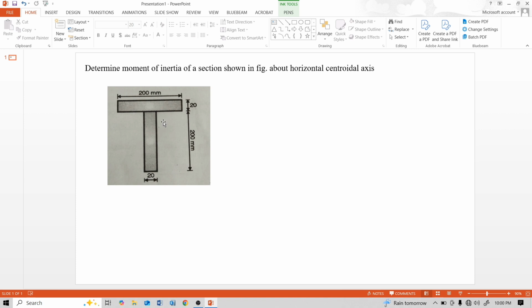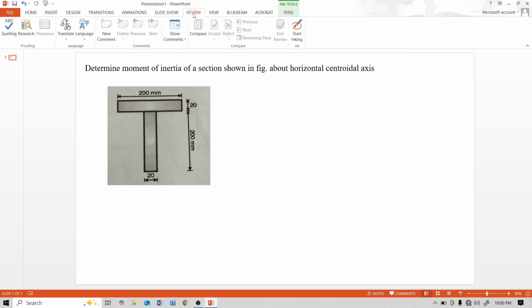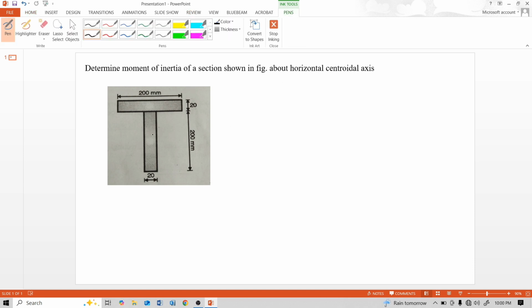Dimensions of the T section: the top side flange width is 200 mm, flange thickness is 20 mm, web height is 200 mm, and thickness of the web is 20 mm. Determine the moment of inertia about the horizontal centroidal axis. That means about this axis, and the horizontal centroidal axis is the x-axis.